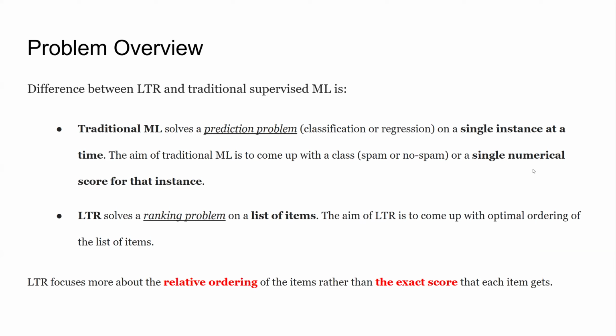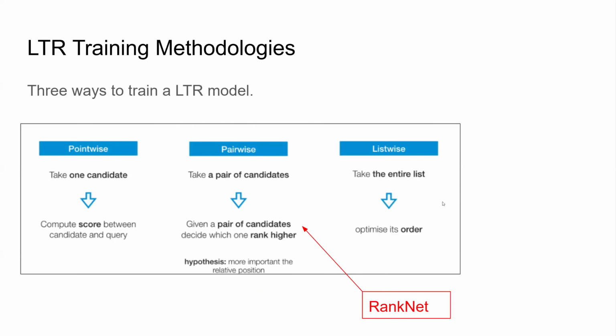But the learning to rank problem is applied on a list of items. The aim, or the output, of the LTR model should be a list of items rather than a single score for an item. One good point to note is that LTR focuses more on the relative ordering of the items, I mean the documents, rather than the exact score which each item gets. Now there are different LTR training methodologies that are available.